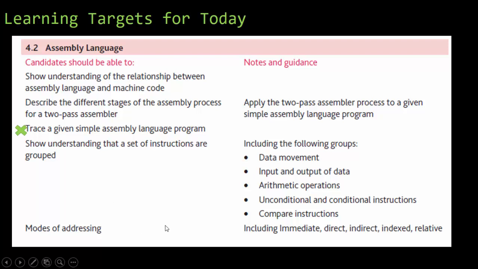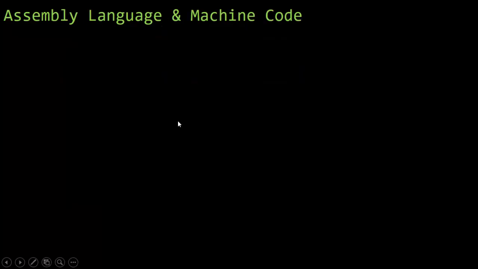And then the modes of addressing, including immediate, direct, indirect, indexed, and relative. Now, the modes of addressing are really going to come along when we do a trace table. You'll be able to see it. It's one thing to talk about it, it's another thing to actually do it and understand it. But let's go ahead and get started.